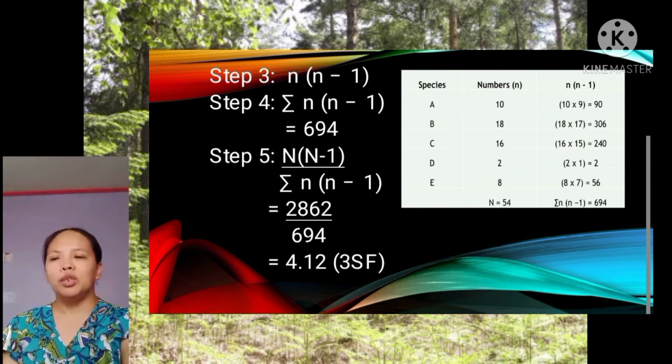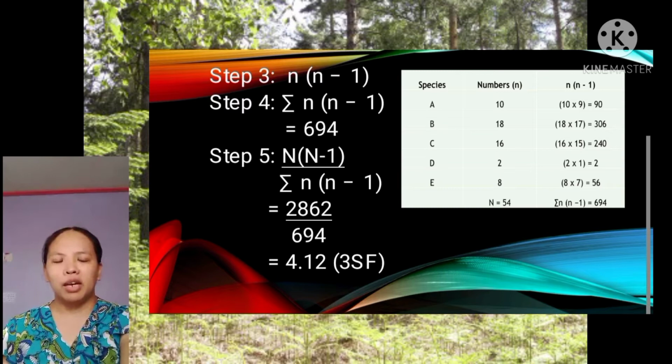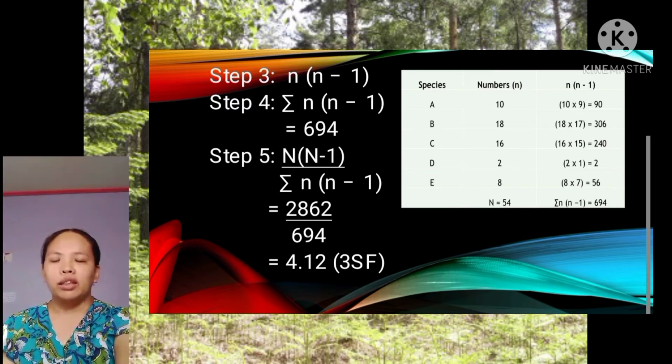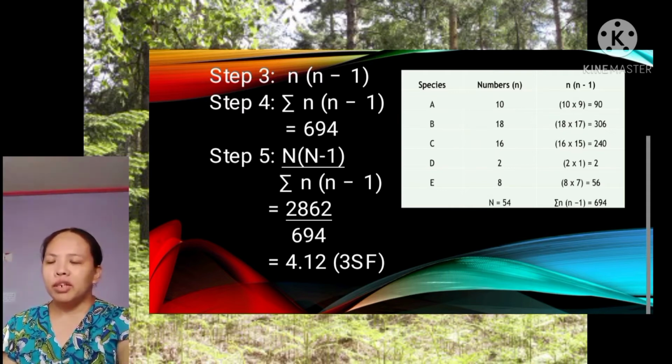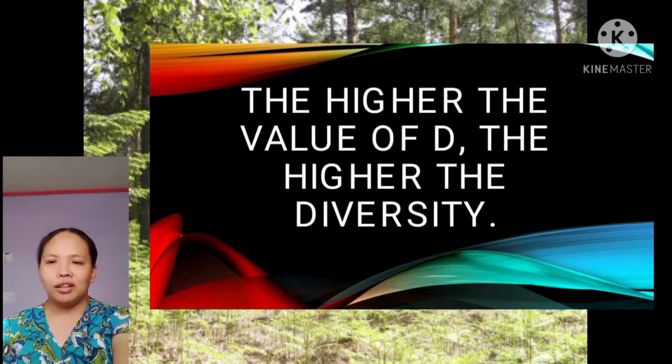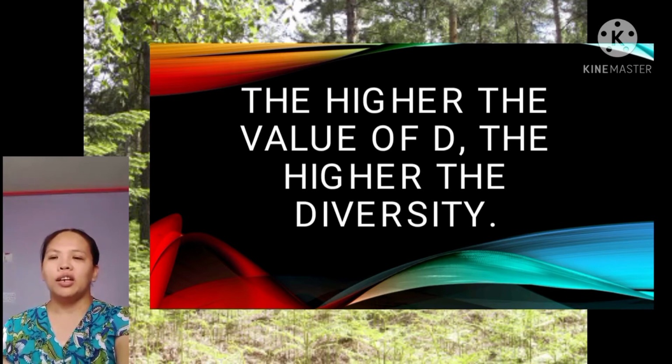So we have 2,862 divided by 694. So our answer is 4.12. And take note, we have to get only the 3 significant figures. So our diversity index is equal to 4.12. So take note that the higher the value of D, the higher the diversity.